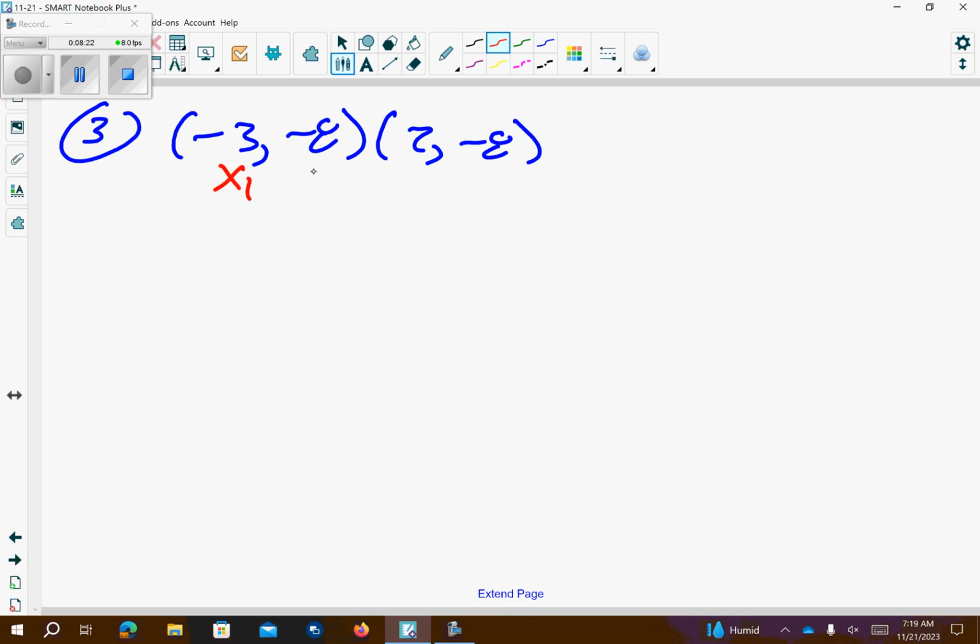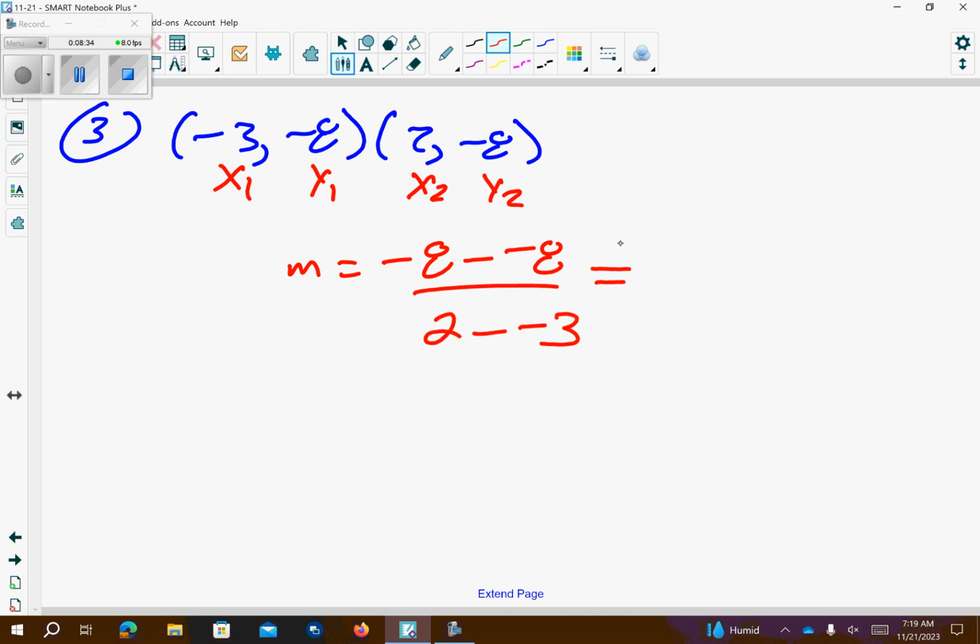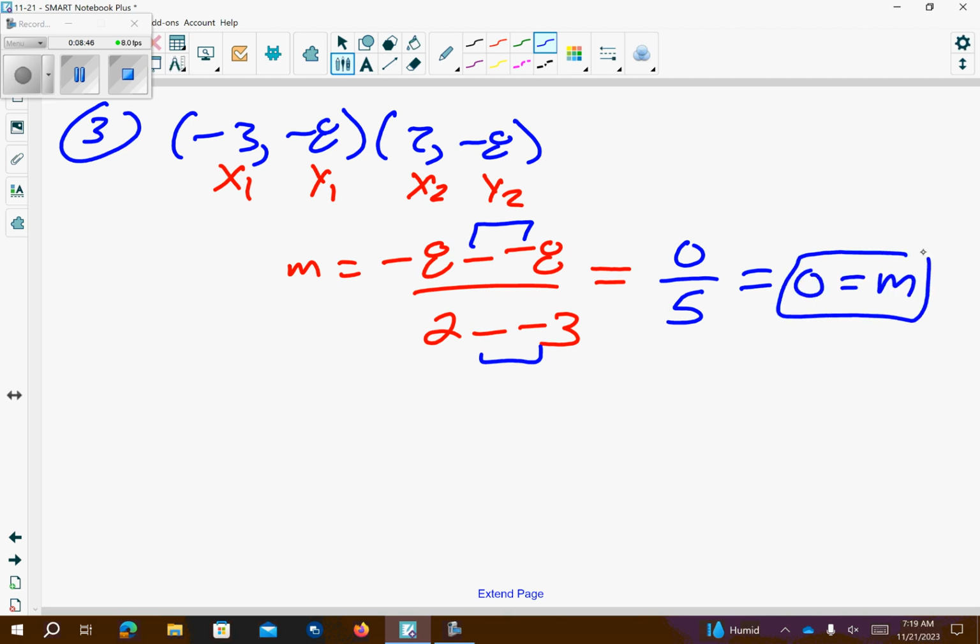Number 3, we want to find the slope again. So my slope equation, y2 minus y1 over x2 minus x1. On top, that's going to give me a plus. So negative 8 plus 8 is 0. That's going to give me a plus. 0 over 5, so 0 is on top. My slope has to be 0. If 0 is on bottom, the slope is undefined.